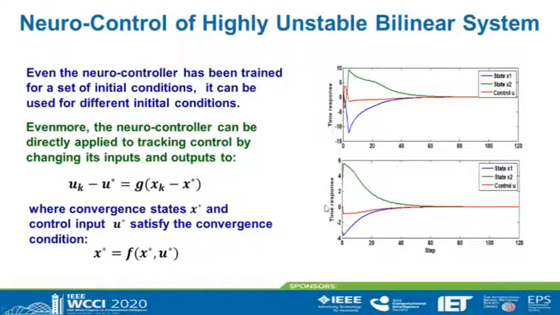After this training is complete, we can use the same neural network for tracking control. In this case, we change the inputs. The input now will be x minus x asterisk, where x asterisk is the decided state vector, and the output will be u minus u asterisk, where x asterisk and u asterisk must satisfy this convergence condition.